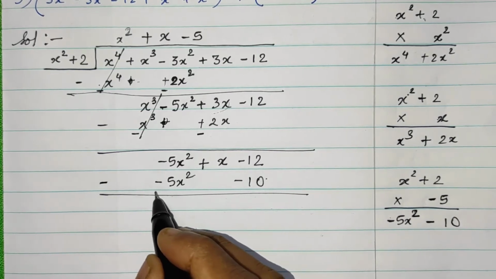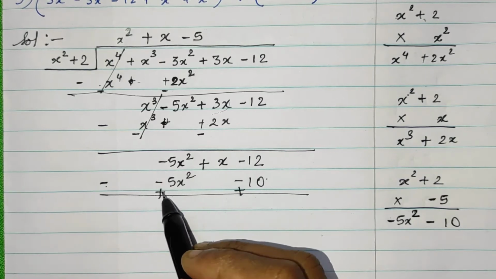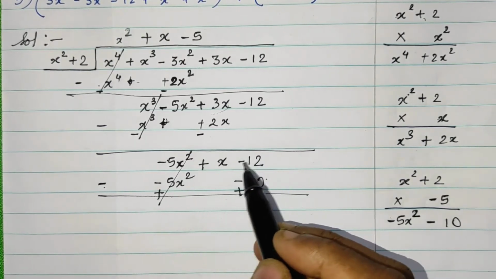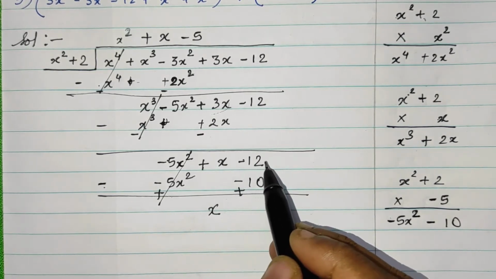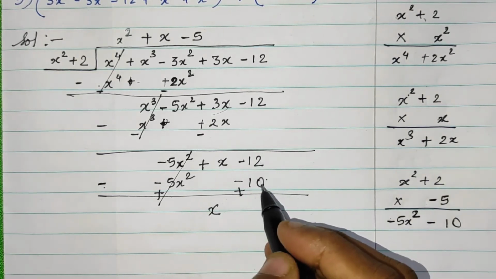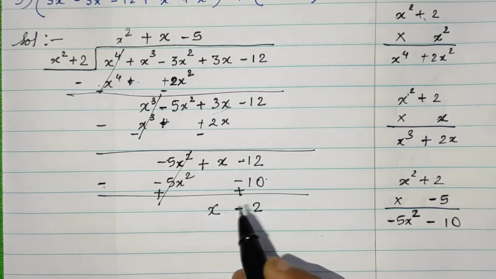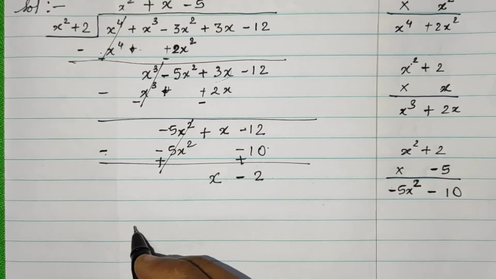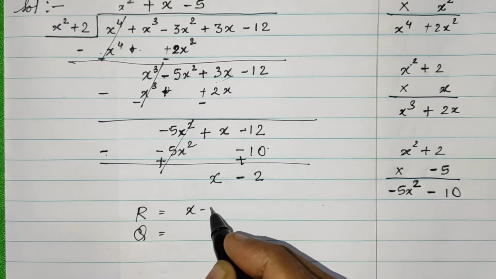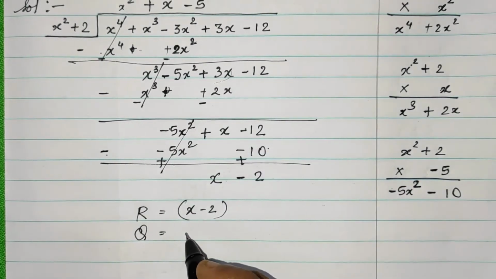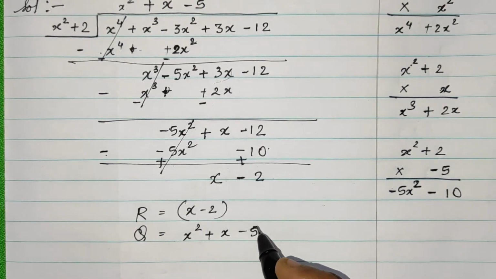Minus into minus plus, minus into minus plus. So ये minus और ये plus, opposite sign. This x will be as it is, minus plus minus, 12 minus 10, 2. Greater number is negative, minus 2. So your remainder is x minus 2 and your question is x square plus x minus 5.